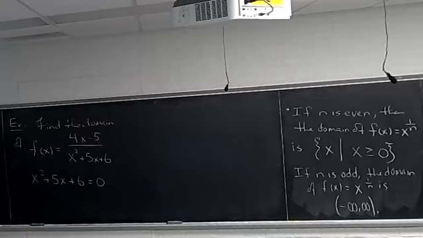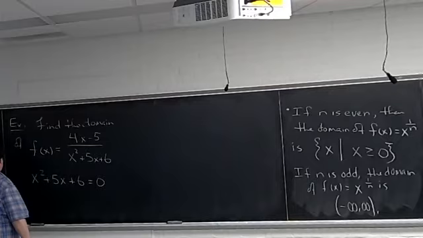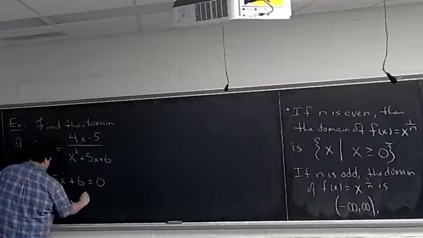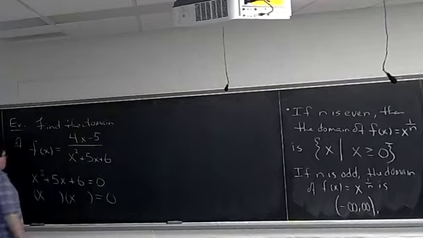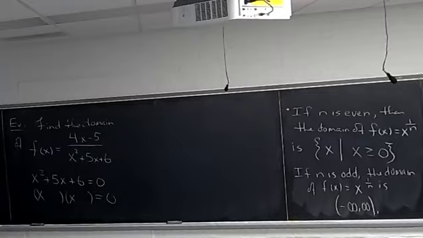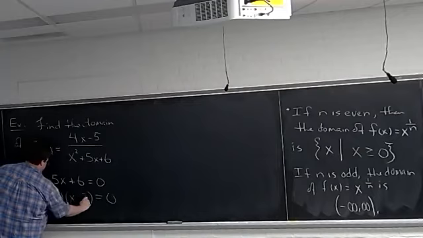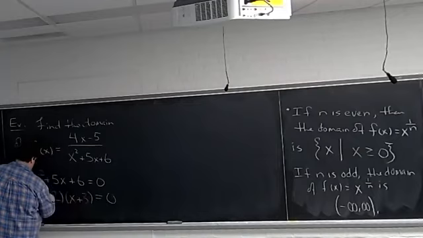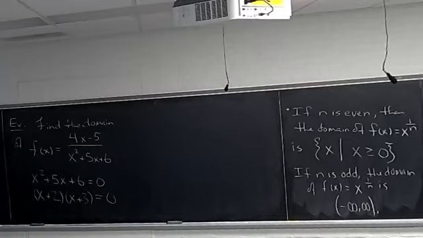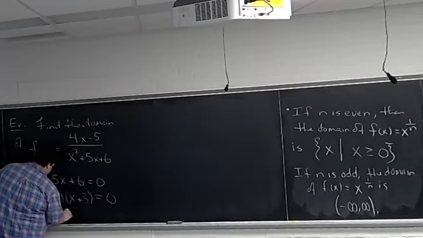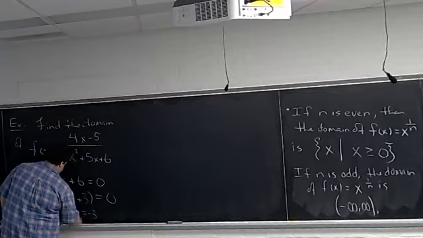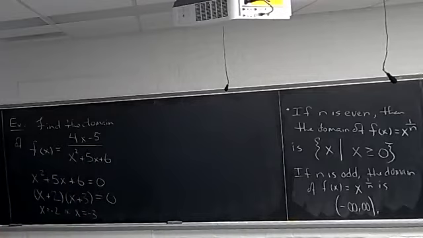Does it factor? Well, it does factor. If I ask it, it's going to factor because I don't like the quadratic formula and I don't like completing the square. Does this factor? Well, what do we need? We need numbers that multiply to 6 and add to 5. 2 and 3 make 6. 2 and 3 make 5. So that factoring works. Solve this. What do we get? We get x equals negative 2, and we get x equals negative 3.